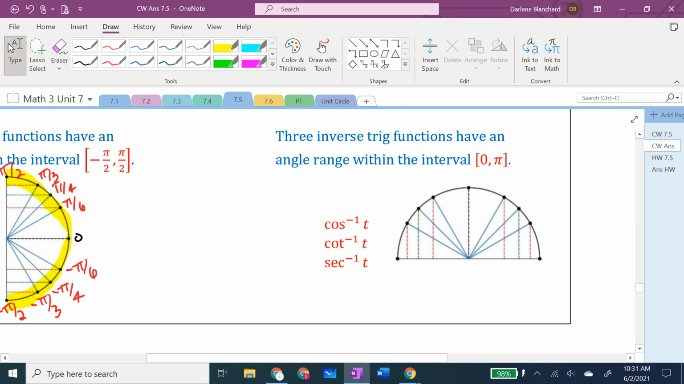For inverse cosine, inverse cotangent, and inverse secant, the calculator will only give you answers from 0 to pi. And you don't have to know the specifics on the domain. You just want to recognize who gets the right side and who gets the top half.